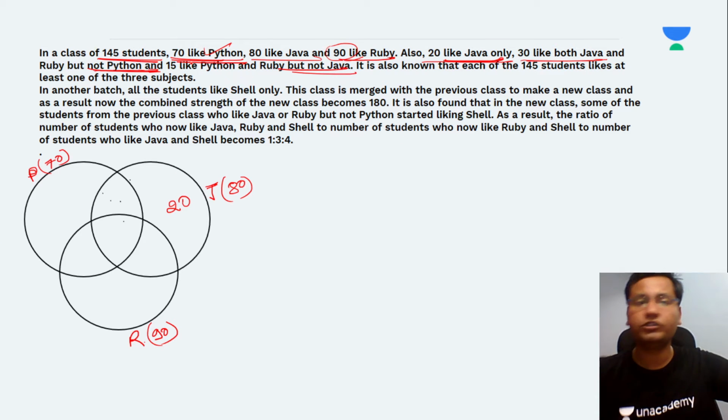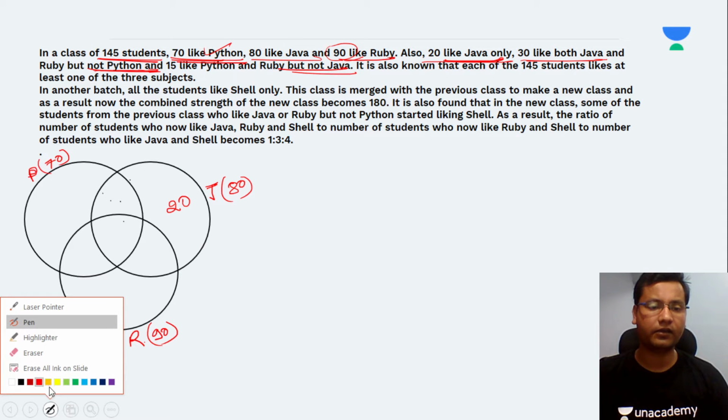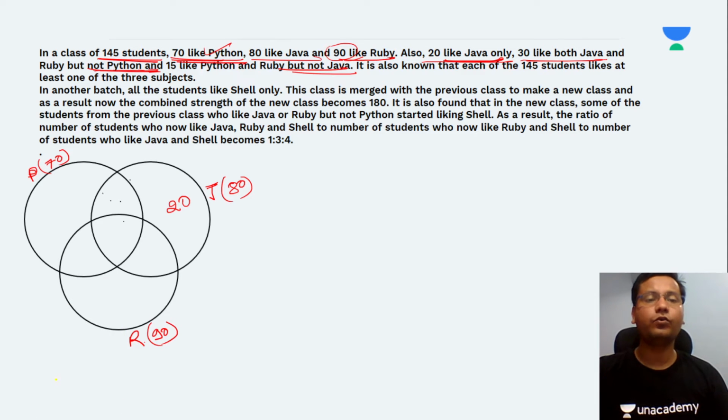Now 30 like both Java and Ruby but not Python. Not Python. It is saying not Python. So what I'll do, since this is the first session on the Venn diagram, I'll explain what is what. Let me quickly explain once. It says only Python, only Java.